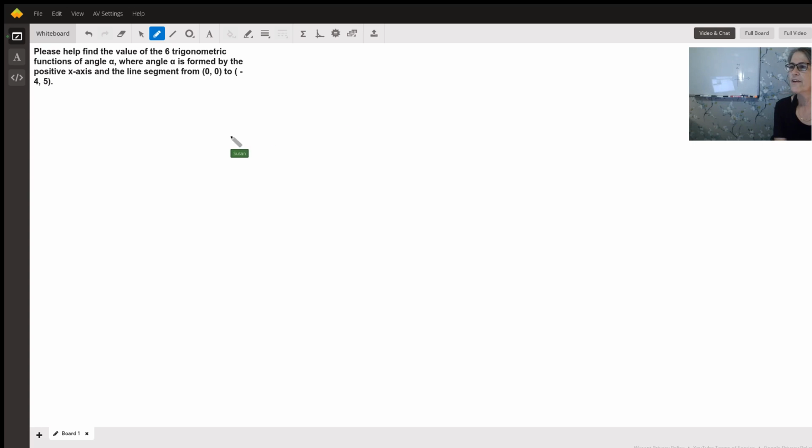Right, I'm going to show you how to do this problem. You want to be drawing an x and y axis, a coordinate plane. The question is asking you to find the 6 trig functions for the angle that goes from (0, 0) to (-4, 5). There we go, (-4, 5).